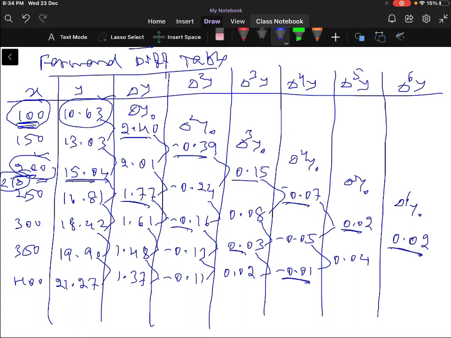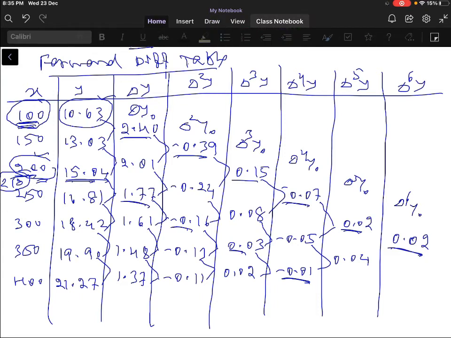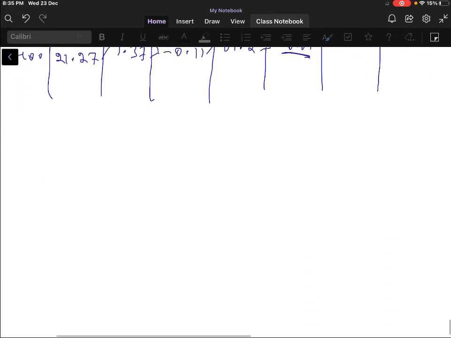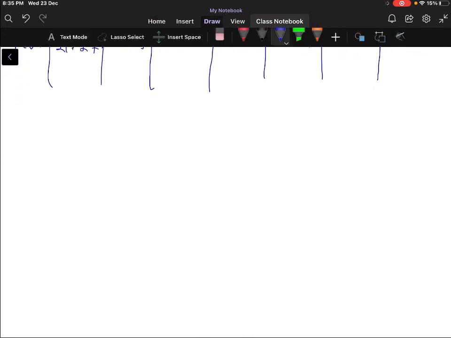So let us use x naught is 200 and y naught is 15.04, and correspondingly let us take the leading forward differences, so we can avoid the higher order terms in the forward differences. Or we can use x naught is 100 also, with corresponding y naught, and take the leading forward differences.